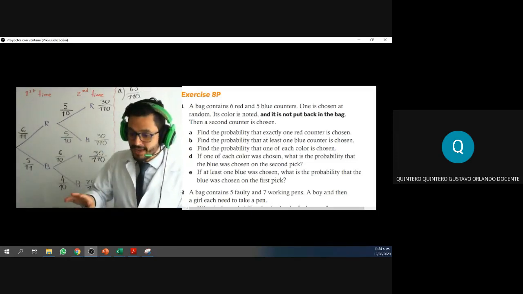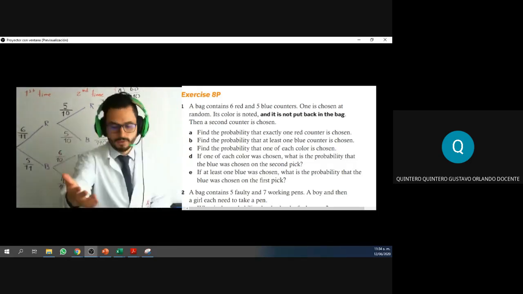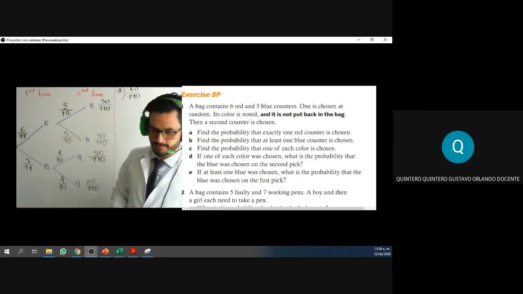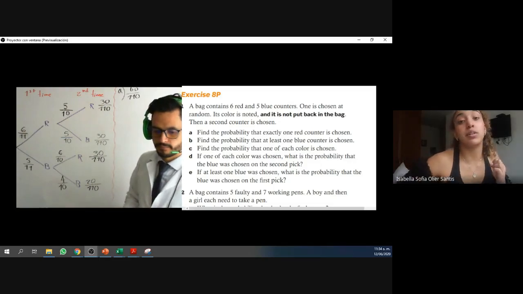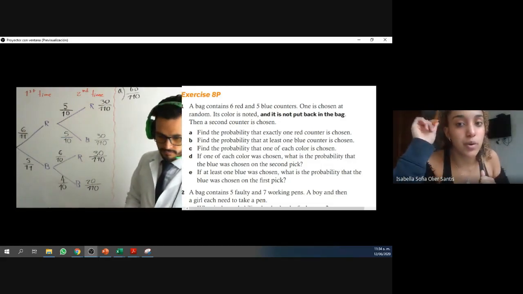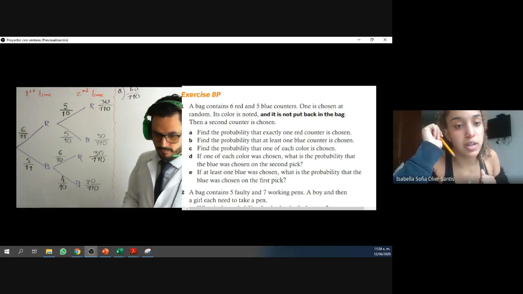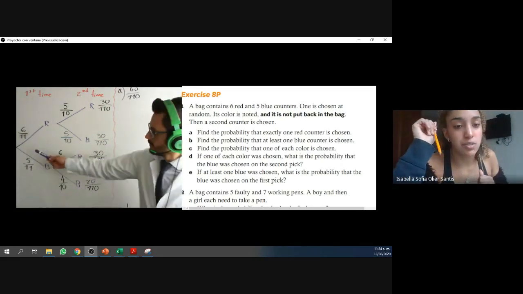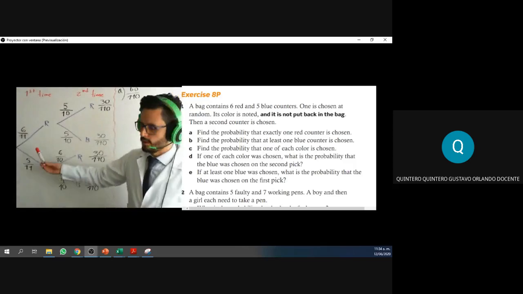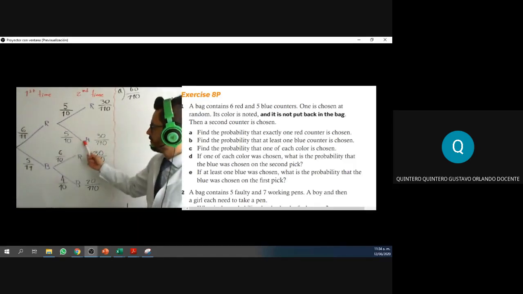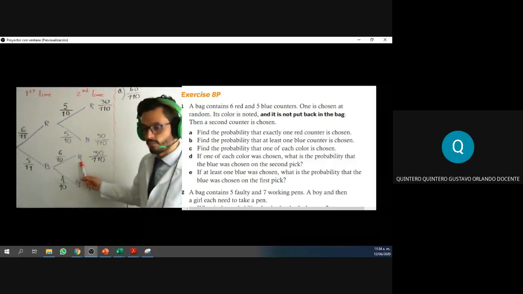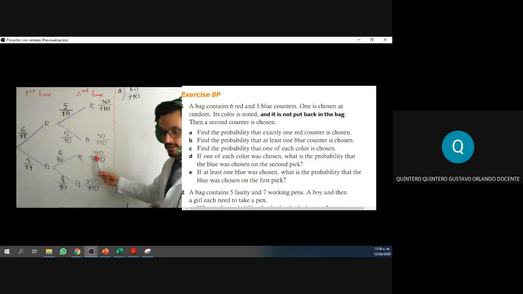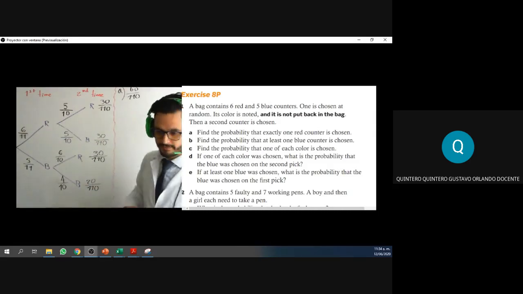Isa, go ahead and ask me, please. Why 60 over 110? The question says exactly one red counter, so it would be only 30 over 110. Look at this, Isa. This combination gives me exactly one red. But also this combination gives me exactly one red. So we have two probabilities, right? And whenever you have this, we add. Okay, thank you. You are welcome.